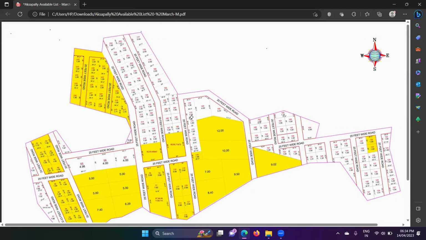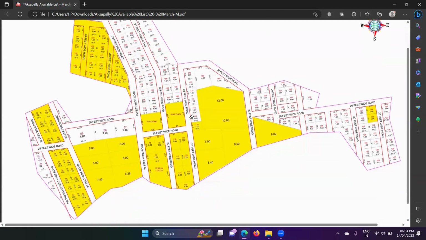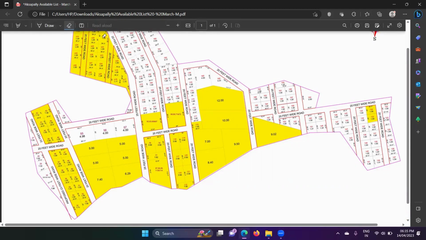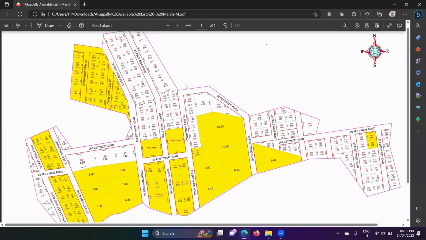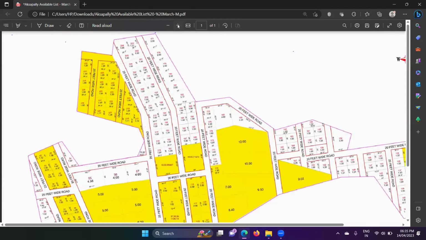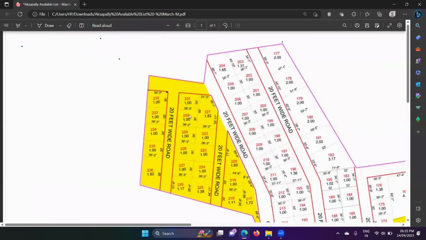But for us, we always think that the property has to be in the square shape or the rectangular shape. So let us try to understand which sort of properties we can purchase, and which sort of properties we should avoid. First of all, we will try to understand the properties which are good to buy.